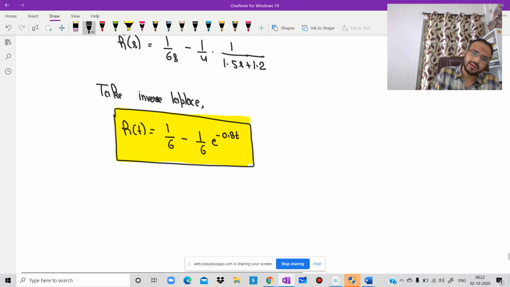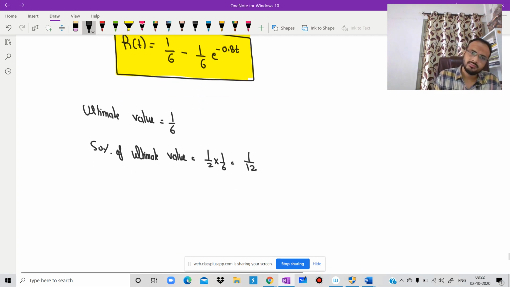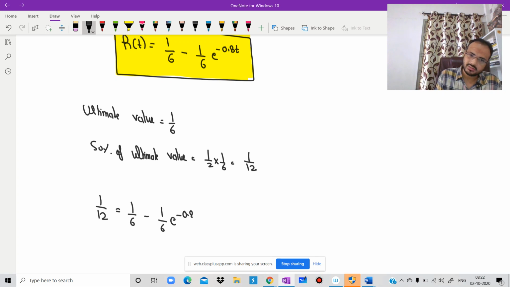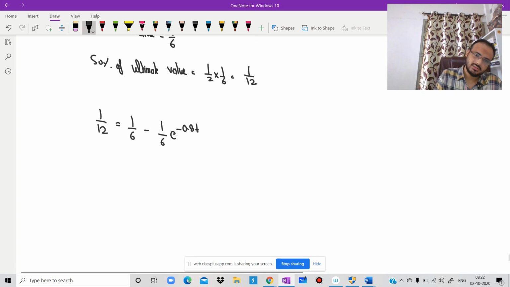Ultimate value is 1 by 6. 50% of ultimate value is 1 by 2 into 1 by 6, that is 1 by 12. Just put the value: 1 by 12 is equal to 1 by 6 minus 1 by 6 e to the power minus 0.8t. One equation, one variable, 2 marks.